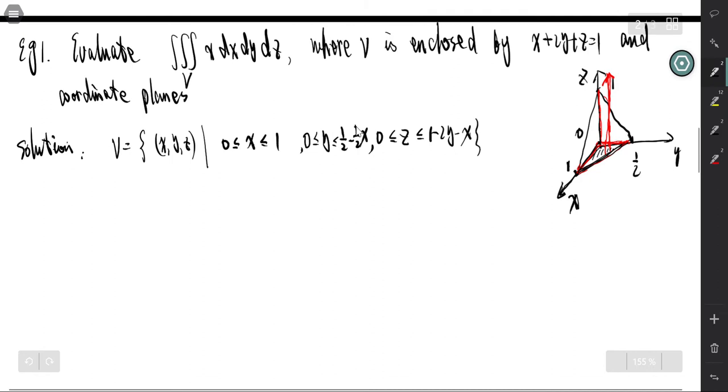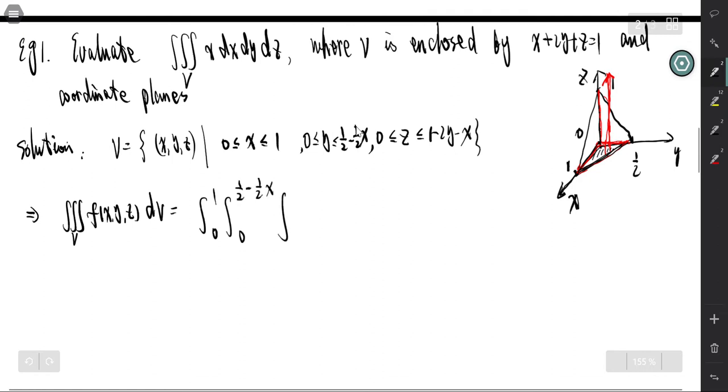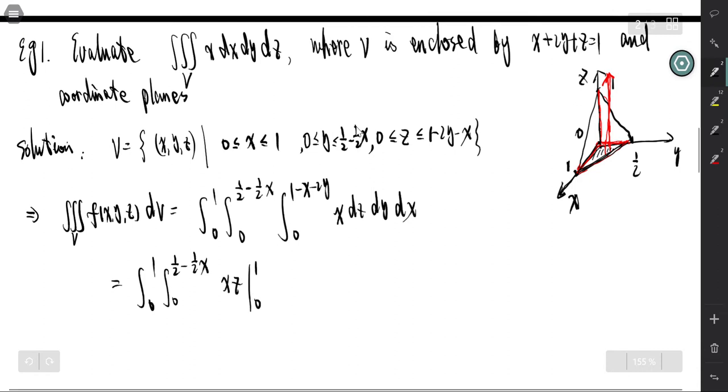After we get the region, we can write the triple integral as an iterated integral. x from 0 to 1, y from 0 to 1/2 minus 1/2 x, and z from 0 to 1 minus x minus 2y, of x dz dy dx. There's no z here, so we regard x as a constant, so that is x times z from 0 to 1 minus x minus 2y, dy dx.